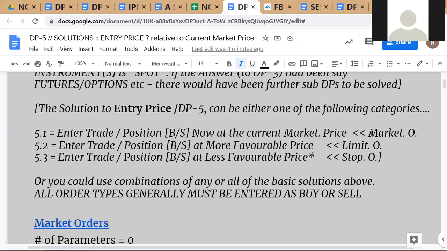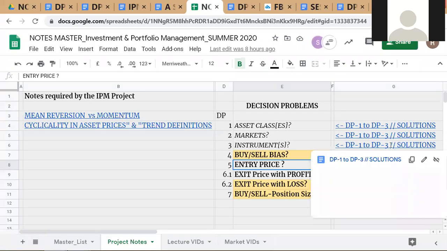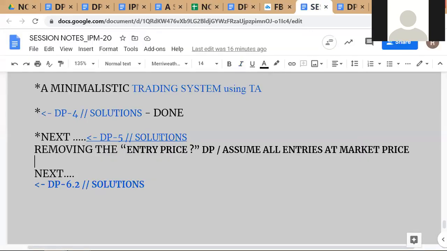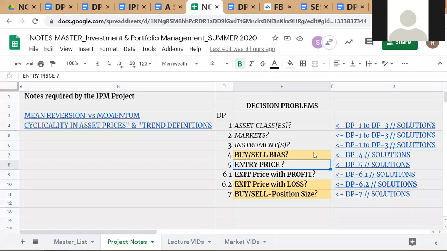But if I've already made it clear to you that all entries should be at market, for the purposes of the bare bones trading system, then you no longer have to scratch your head over what to do for this one. You already know the decision. It's always market order. So that's what we are doing. We are removing this decision problem by making an assumption about how it will be solved, because we need to make an assumption in order to move on to the other decision problems. Okay, so this one is clear.